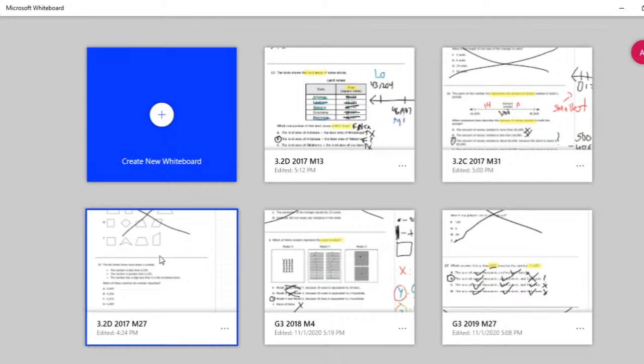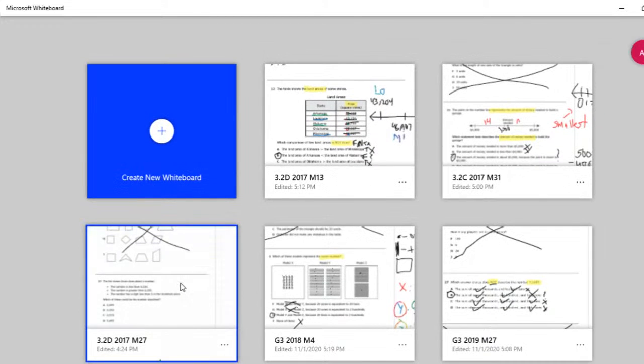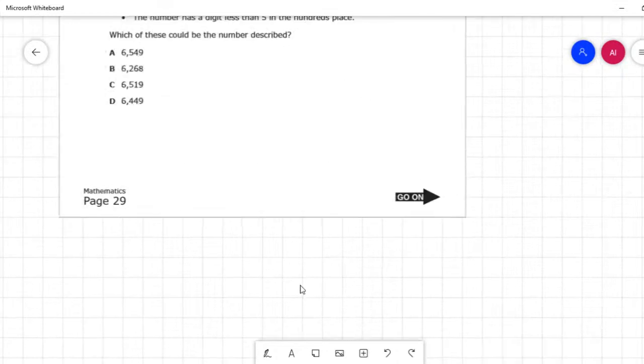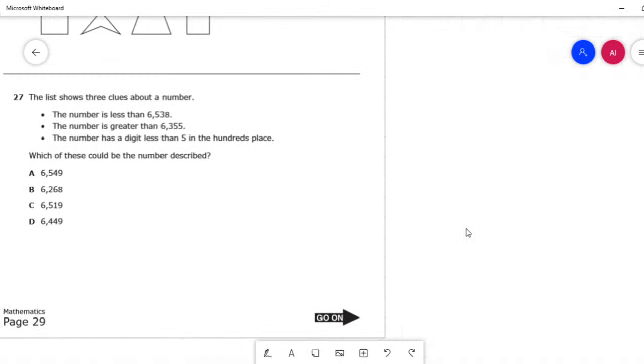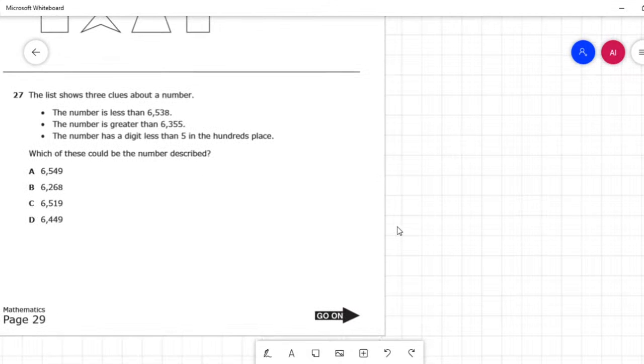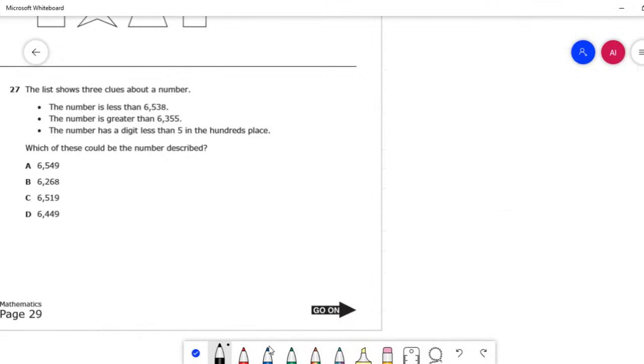And this one will be question 27 from the 2017 third grade math STAAR, again TEKS 3.2D. So let's just start reading the problem and highlighting important information. So the list shows 3 clues about a number. The number is less than 6,538. The number is greater than 6,355. And the number has a digit less than 5 in the hundreds place. Which of these could be the number described?